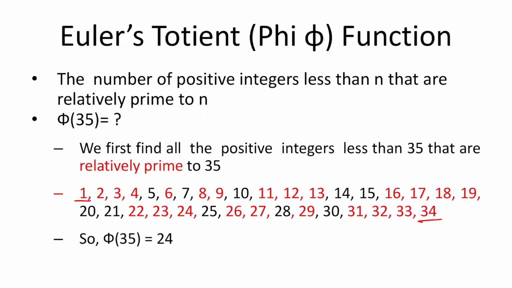Here, the numbers in red are the ones that are relatively prime to 35. Now, if we count the numbers here in red, that's 24 numbers that are relatively prime to 35. This means Euler's Totient function, or the phi function, for 35 is 24. Now think about doing this for a very, very large number. It would be very, very time consuming to find all the numbers less than that number which are relatively prime to it.